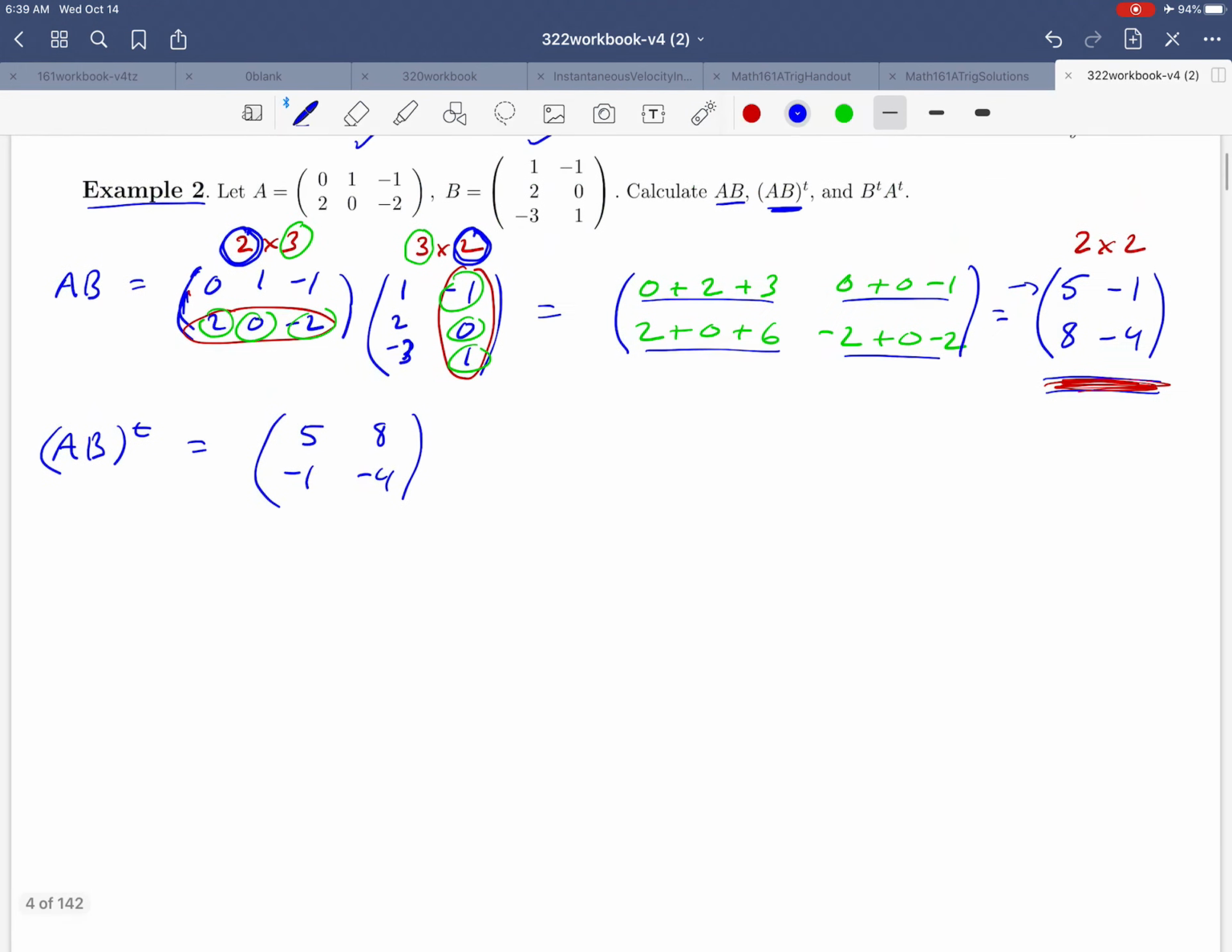All right, and then finally, the last thing they'd like us to calculate is B transpose A transpose. That's another matrix product. So let's see, what would B transpose be? Well, here's B at the top of the page, so we just need to reverse the rows and the columns. So that's going to become 1, 2, -3, and -1, 0, 1. And we'll take that and multiply it by the transpose of A, so take that matrix A and turn it on its side.